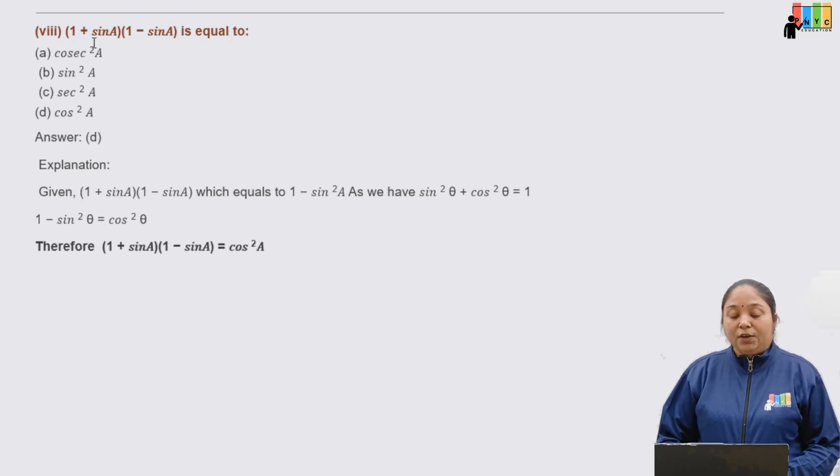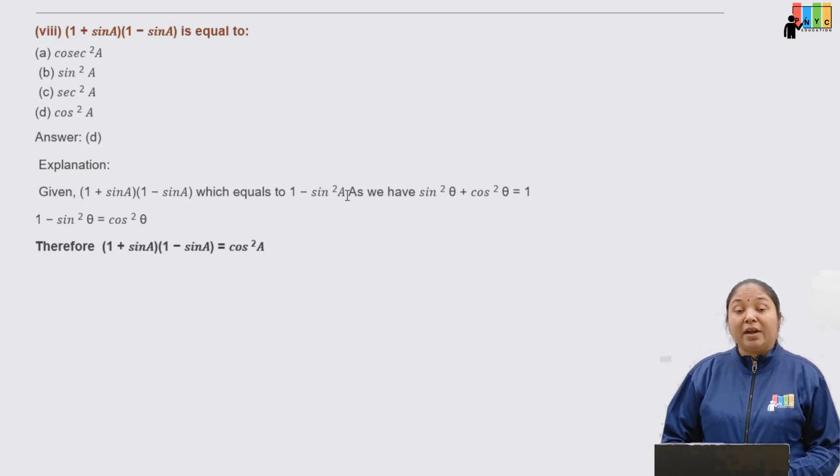1 plus sin A into 1 minus sin A is equal to. Now 1 plus sin A into 1 minus sin A, we can use the identity A plus B into A minus B is A square minus B square. So here also what we'll get? 1 minus sin square A using the identity. But we know that sin square theta plus cos square theta is equal to 1. So cos square theta is equal to 1 minus sin square theta we can put. So here also we get 1 minus sin square A. That means answer is cos square A. So correct option is option number D, that is cos square A.